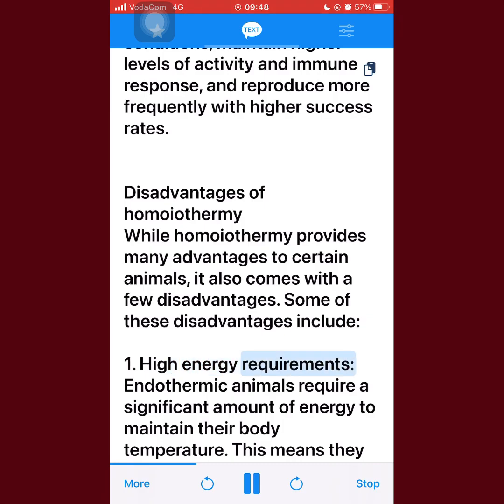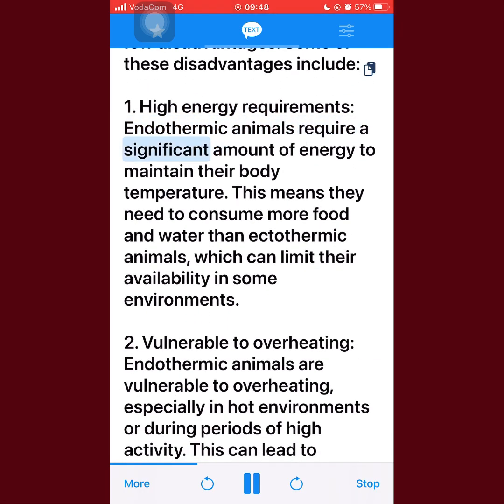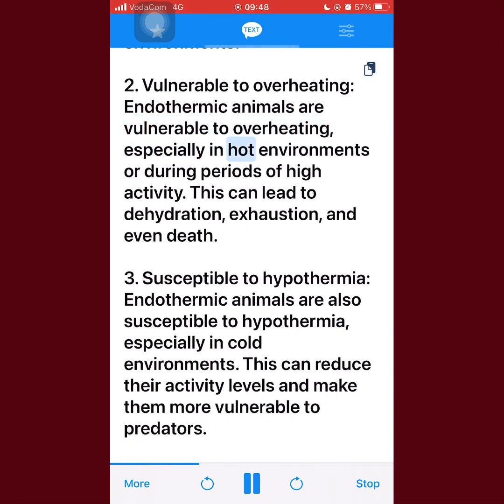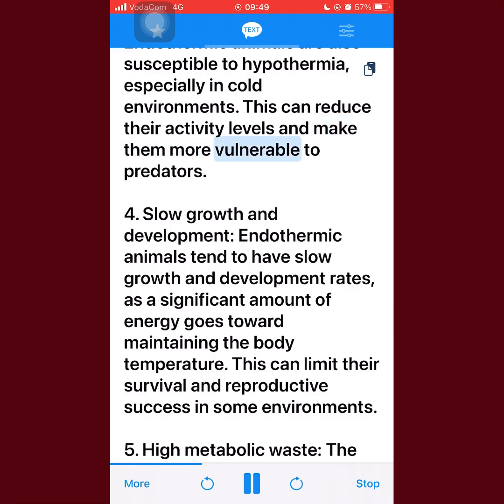High energy requirements. Endothermic animals require a significant amount of energy to maintain their body temperature. This means they need to consume more food and water than ectothermic animals, which can limit their availability in some environments. 2. Vulnerable to overheating. Endothermic animals are vulnerable to overheating, especially in hot environments or during periods of high activity. This can lead to dehydration, exhaustion, and even death. 3. Susceptible to hypothermia. Endothermic animals are also susceptible to hypothermia, especially in cold environments. This can reduce their activity levels and make them more vulnerable to predators.